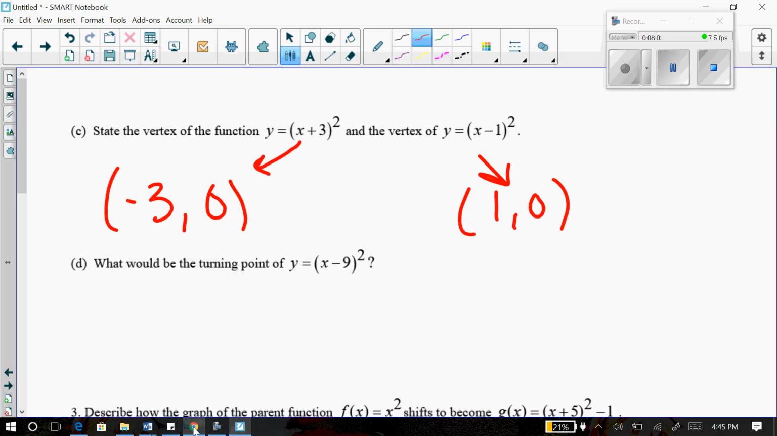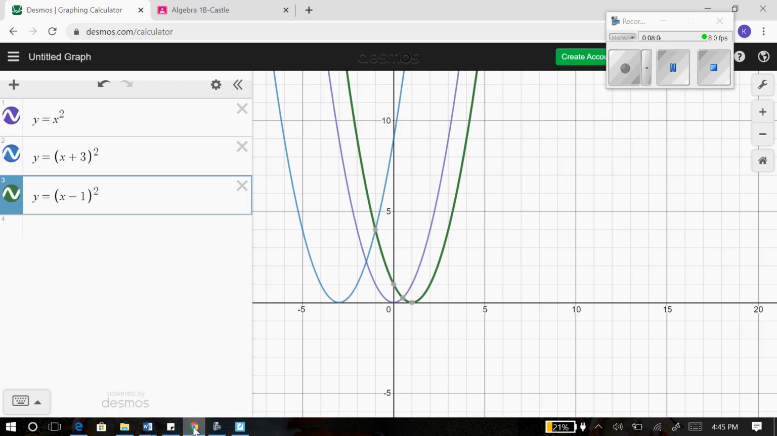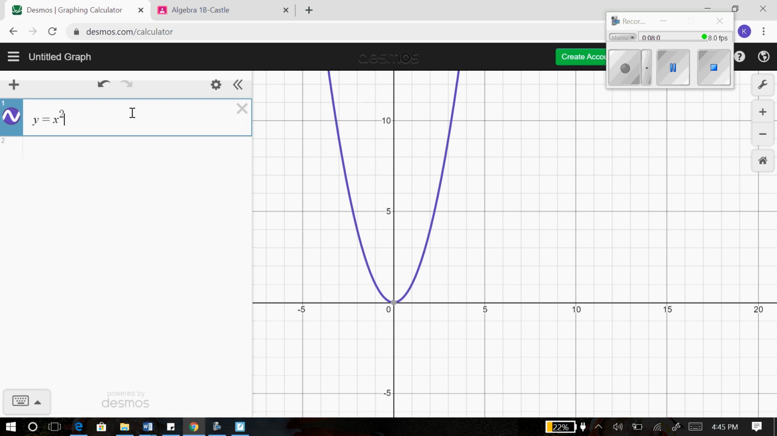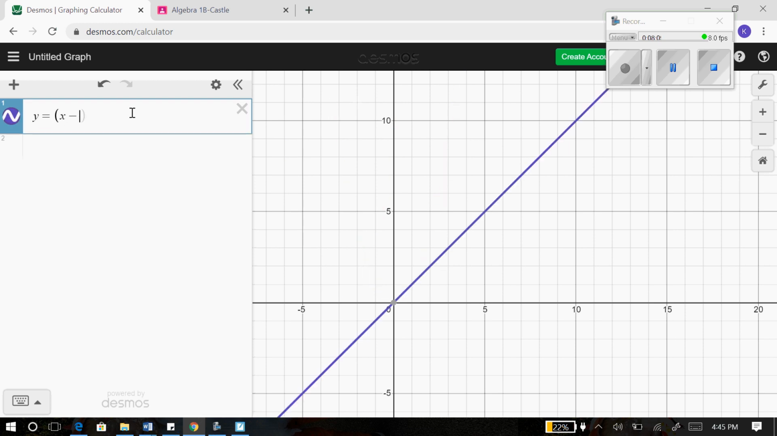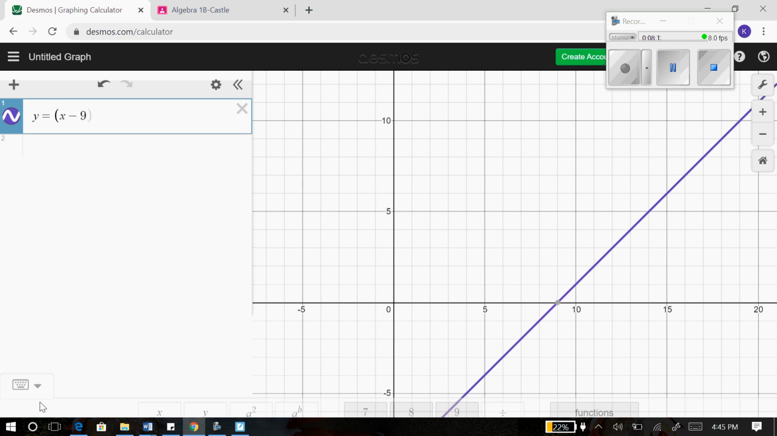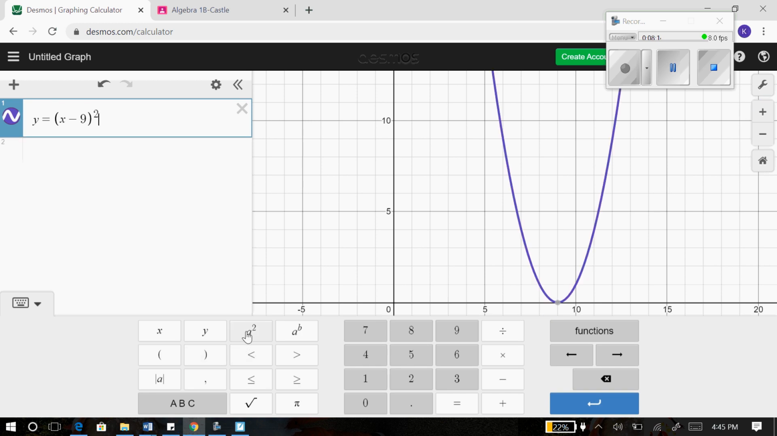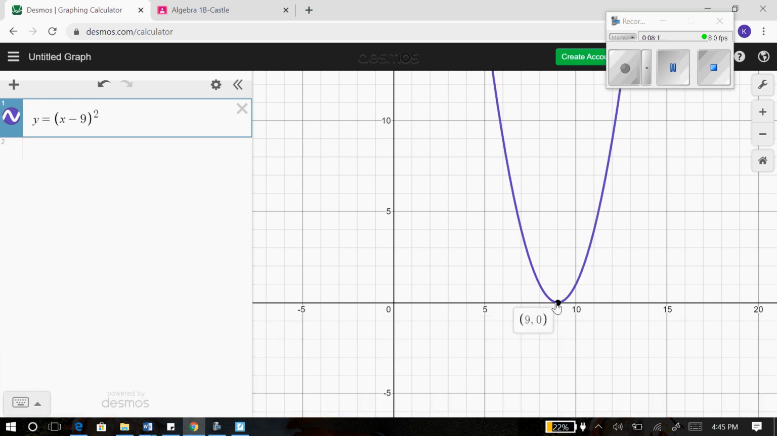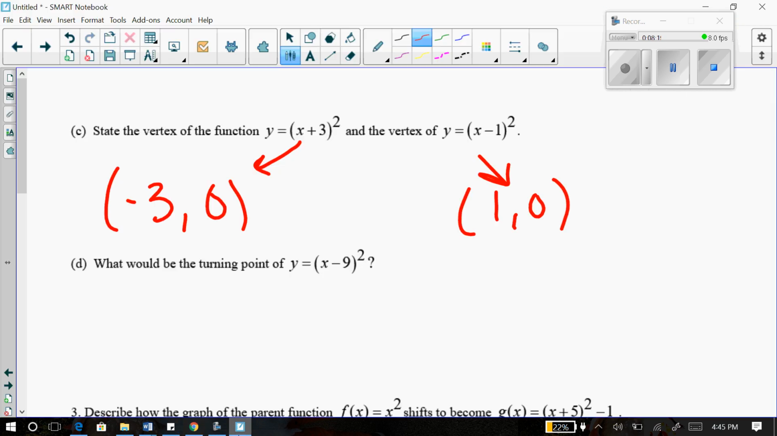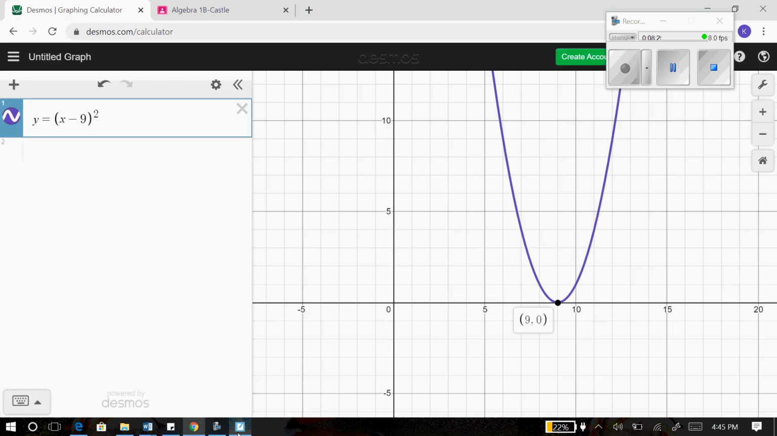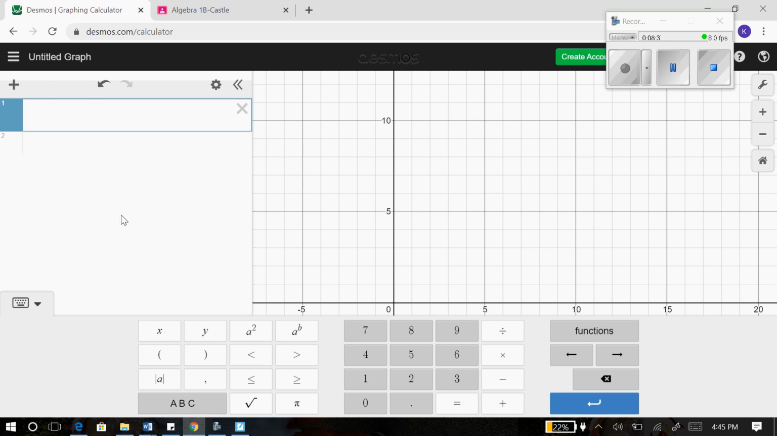So the next question said, what would the turning point of y equals x minus 9 squared be? Well, let's plug it in and see. The vertex is 9, 0. Which makes sense. We would think that it would have gone left because of the negative, but it actually goes right, 9 units. So this moved over from the vertex 9 units. You don't need to memorize these rules. We have calculators. You can just plug them in and see what happens.